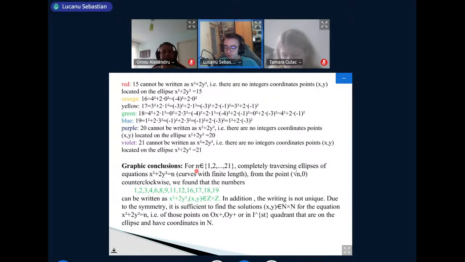Graphic conclusions. For n from 1 to 21, completely traversing the ellipses of equation x squared plus 2 times y squared equals n, curves with finite length, from the point (square root of n, 0) counterclockwise, we found that the numbers 1, 2, 3, 4, 6, 8, 9, 11, 12, 16, 17, 18, and 19 can be written as x squared plus 2 times y squared with x and y both integers.